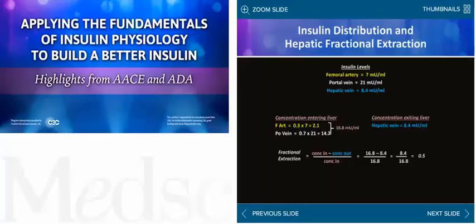Now, that number will not change acutely, but it can change chronically. For instance, if you overfeed an animal and they become obese, or in obese humans, then the fractional extraction begins to drop, and is part of the explanation for why the level of insulin in arterial blood tends to go up under circumstances like that.